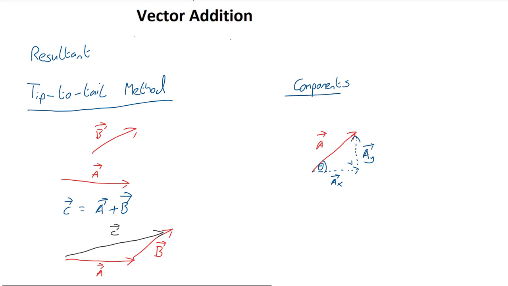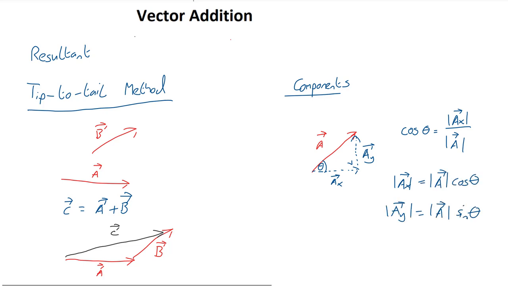If this vector A is at the angle theta as shown, then we know from trigonometry that cosine of theta is equal to A sub x over A. And therefore, this new vector A sub x is equal to A cosine theta. Similarly, A sub y is equal to A sine of theta. That is vector A decomposed. I have written vector A as the sum of a horizontal vector plus a vertical vector.